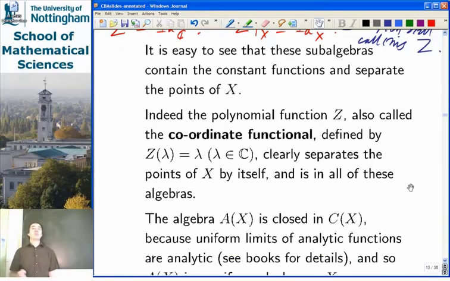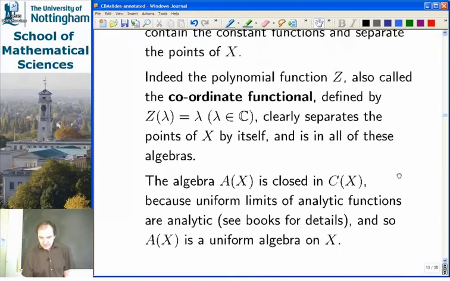And that's in all of those algebras, so they already separate points. They separate points, they've got the constants in, but some of them are closed already, some of them might not be closed yet. Let's have a look.